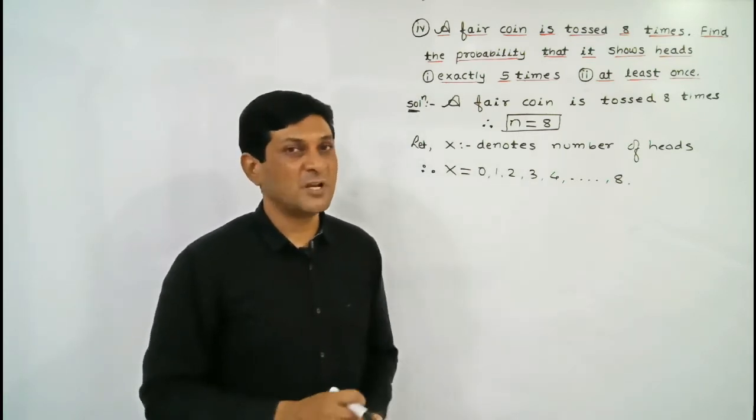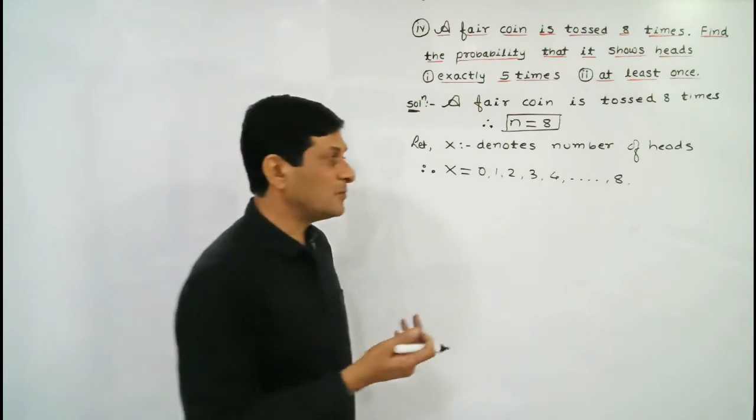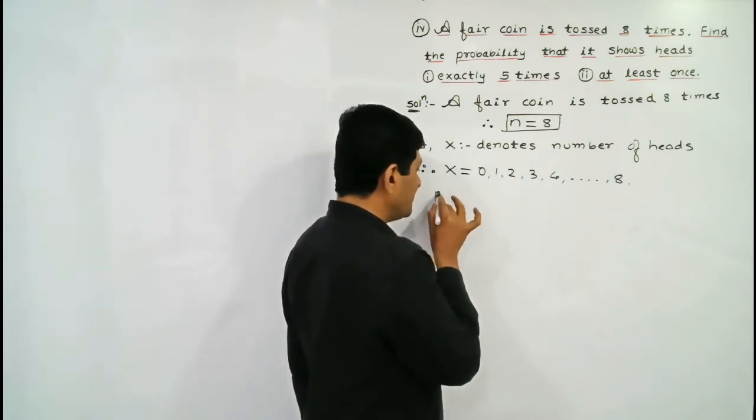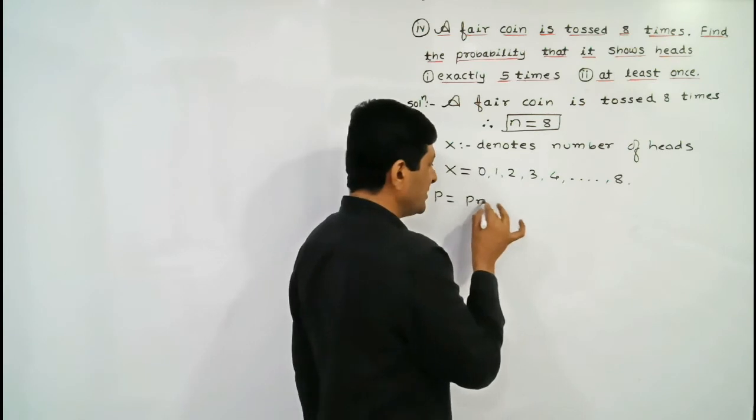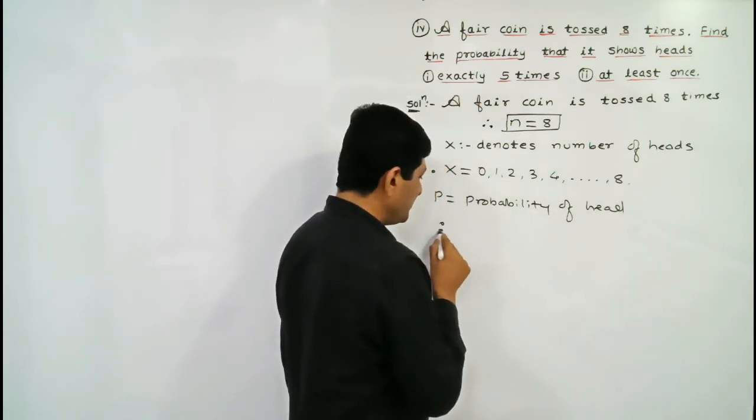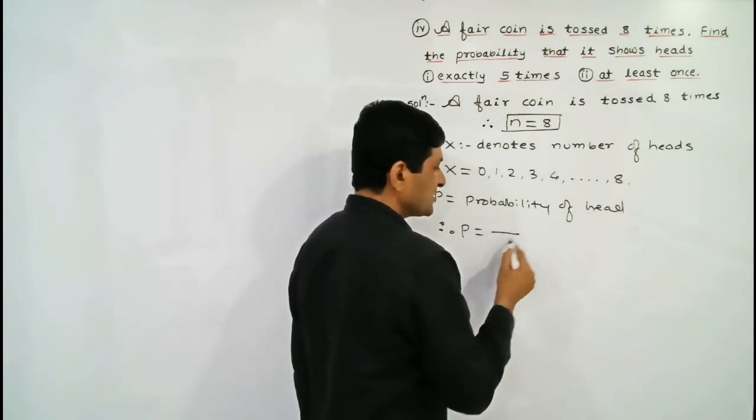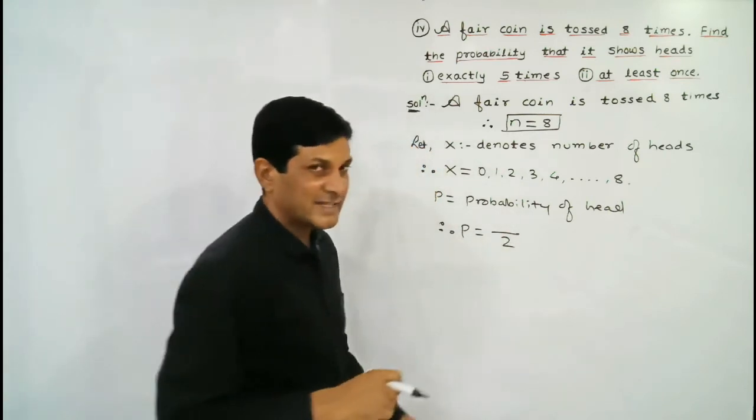Means these are the possible values of what? X here. Now let us try to find out probability. P is equals to the probability of head. So therefore P will be equals to, if a coin is tossed then the possible outcomes are what? 2, either head or tail.